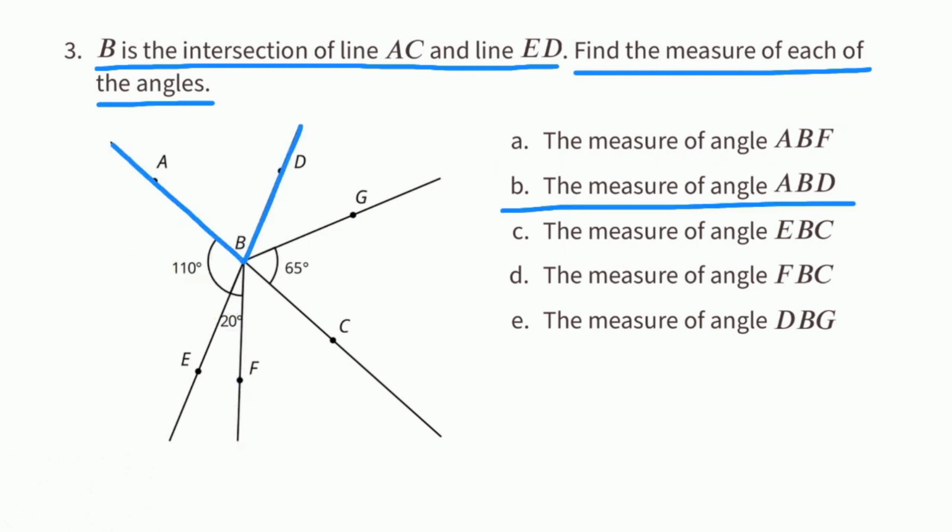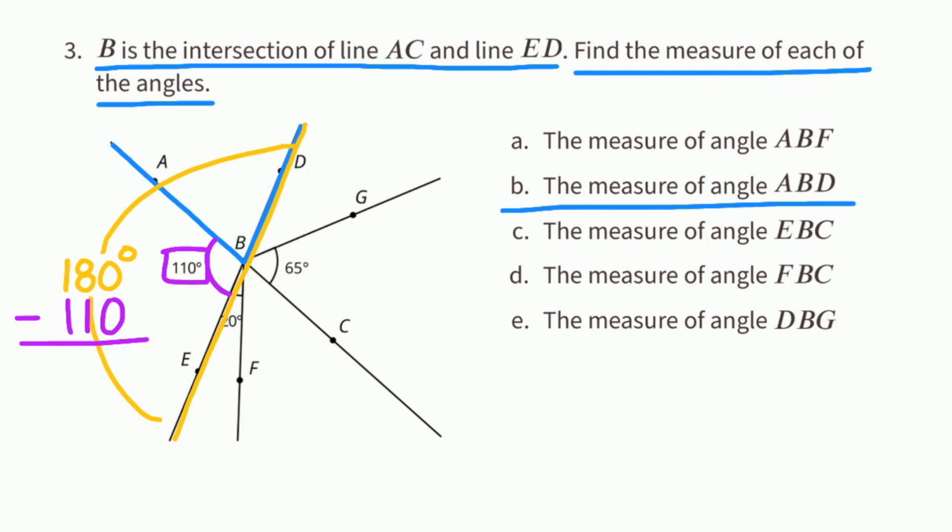B. The measure of angle ABD. I know that the measure of angle EBD is 180 degrees, and it tells us that angle ABE is 110 degrees. 180 degrees minus 110 degrees gives us the missing measure of angle ABD. So the measure for angle ABD is 70 degrees.